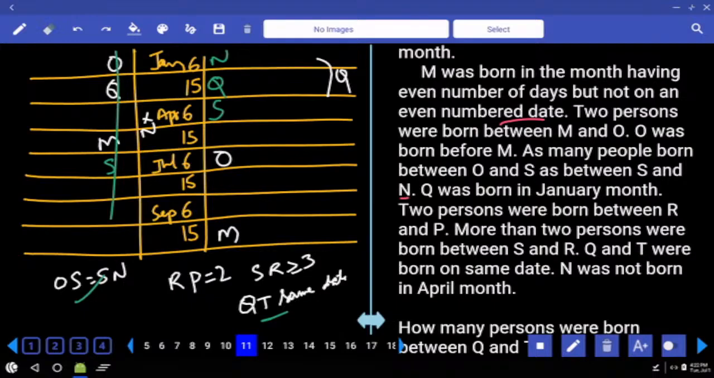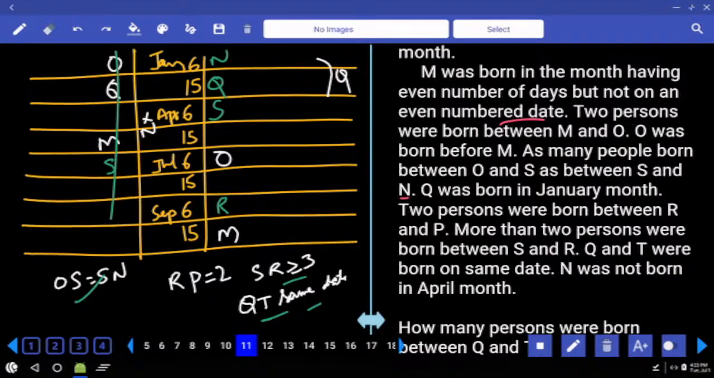Now between R and P, we need to have S and R. S and R, how many? Greater than or equal to 3. Hence R must be here. Is it possible? Yes. Now Q is on 15th, now T must be on 15. Then T is on 15, Q and T is the same date, either April or this one.